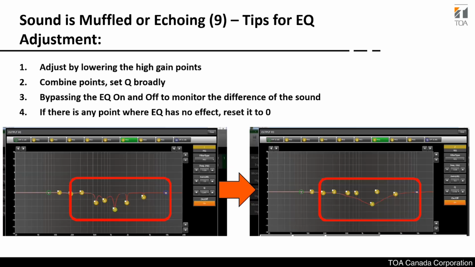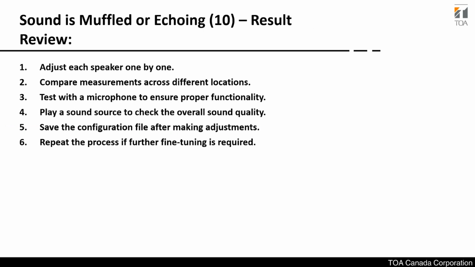So here, adjust by lowering the high gain point first. If you see any high gain points, you can lower that first, and then set the Q if you need to. Sometimes you want a narrow Q and sometimes something more broad, but usually if you have some kind of echo, we recommend you use a narrow Q. And here, bypass the EQ, switching it on and off, to see the difference between the sound before and after the adjustment. So here is the quick review.